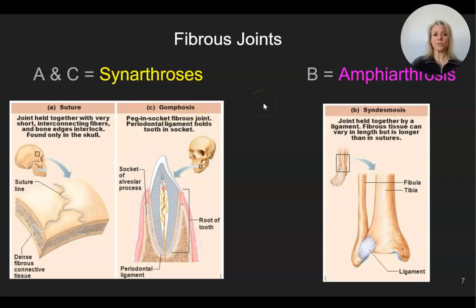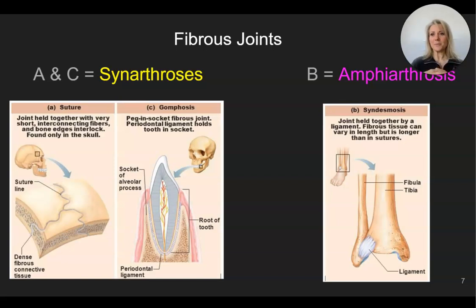And the sutures are going to be held together with very short fibers that are going to kind of knit the bones of the skull together. So you might remember seeing that when we did our bone lab, when we looked at the skull, it looks like they have jagged little lines separating the different bones of the skull. Well, those are the sutures, and the fibers are so short and strong that they're going to limit the movement of those bones, thank goodness.